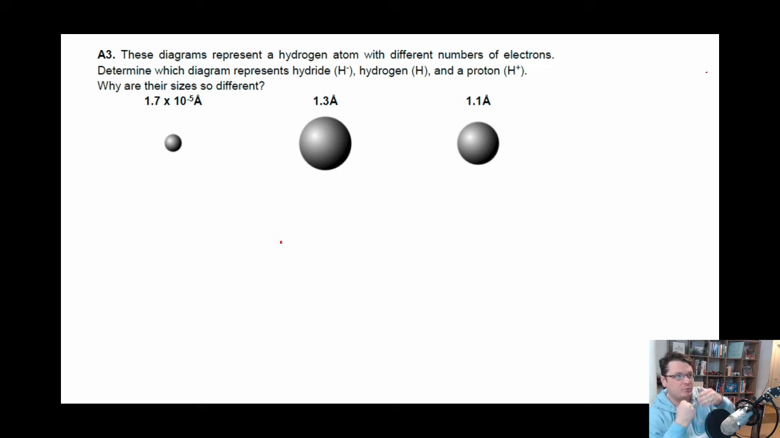And if it's trying to pull in both electrons, it's not going to pull in both of them as strongly as it would if it was only one of them. That's going to allow them to move a little bit further out, and so you'll end up with a larger ionic radius.